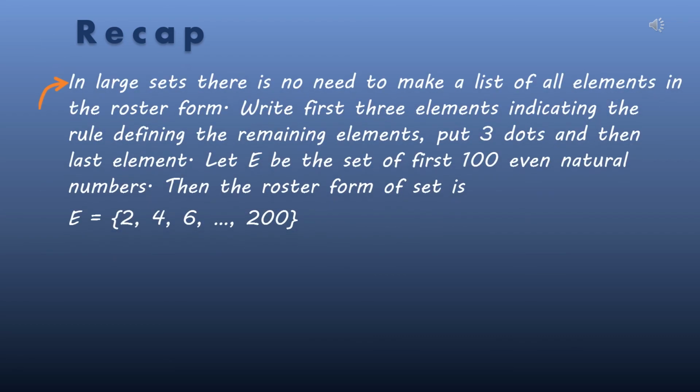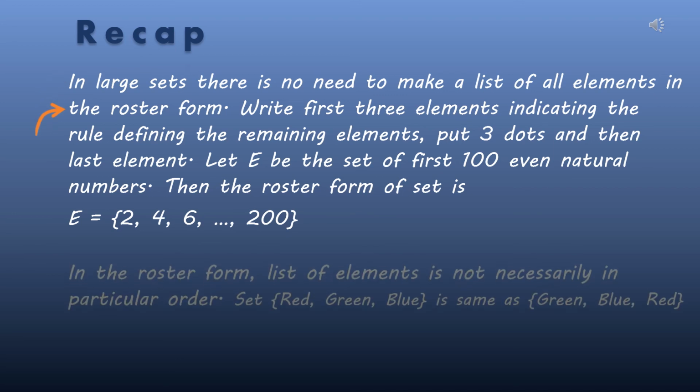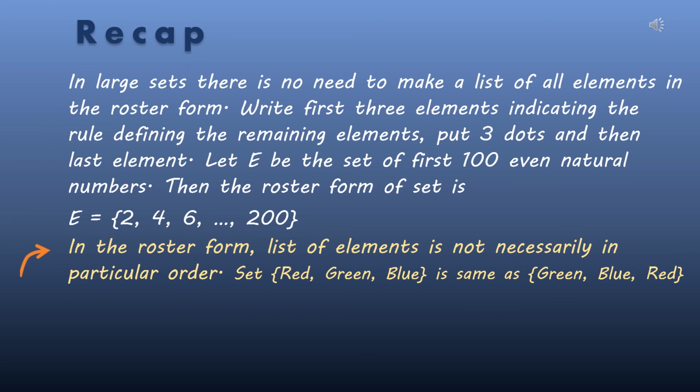In large sets, there is no need to make a list of all elements in the roster form. Write the first three elements indicating the rule defining the remaining elements. Put three dots and then the last element. Let E be the set of first 100 even natural numbers. Then the roster form of set E is left curly brace 2, 4, 6, dot dot dot, 200 right curly brace. In the roster form, the list of elements is not necessarily in a particular order.